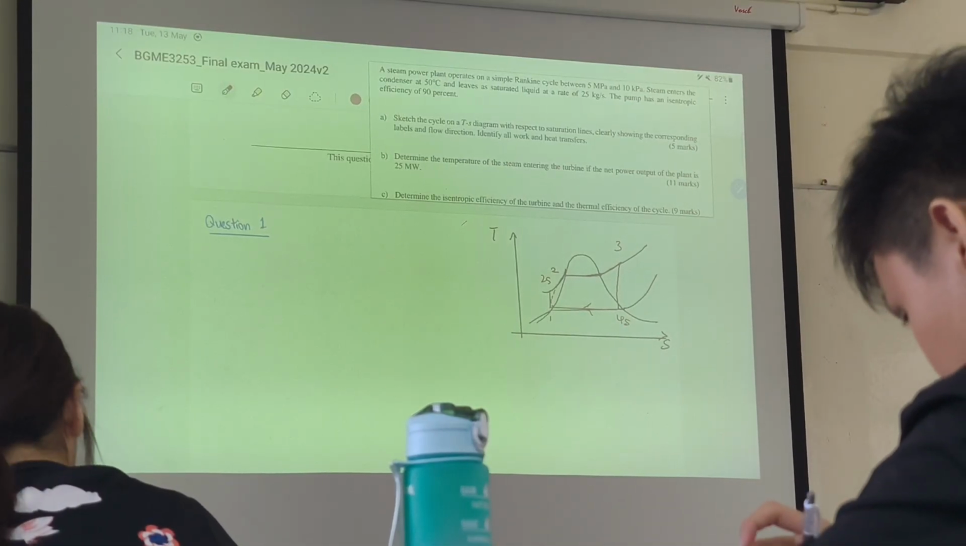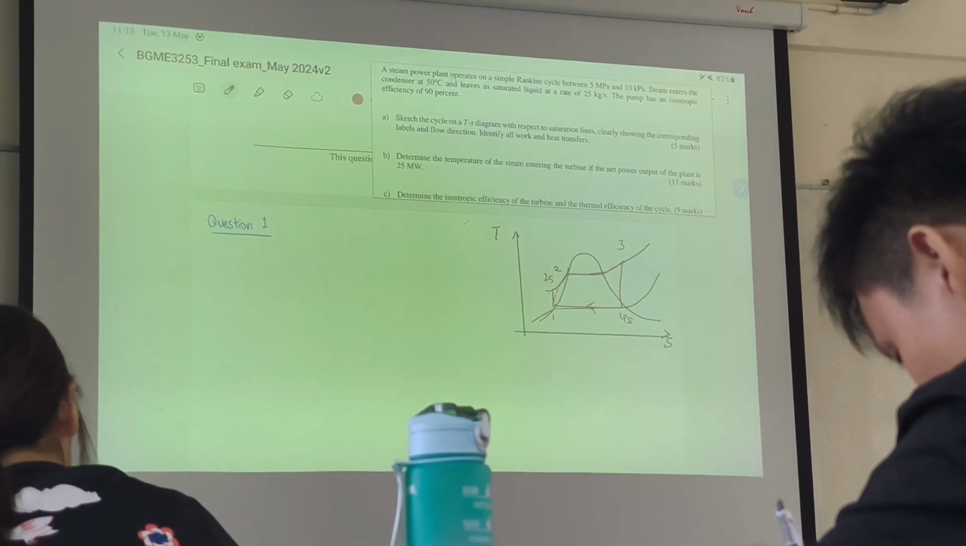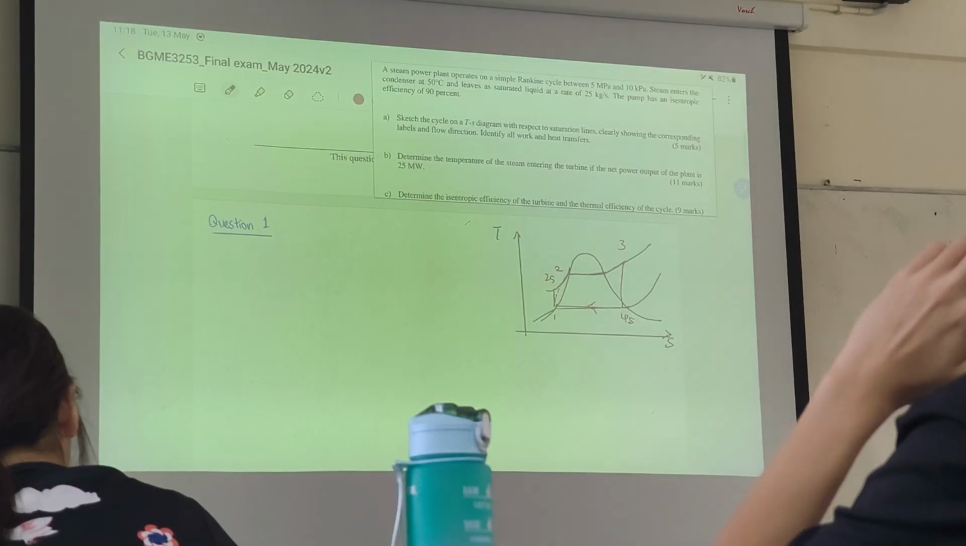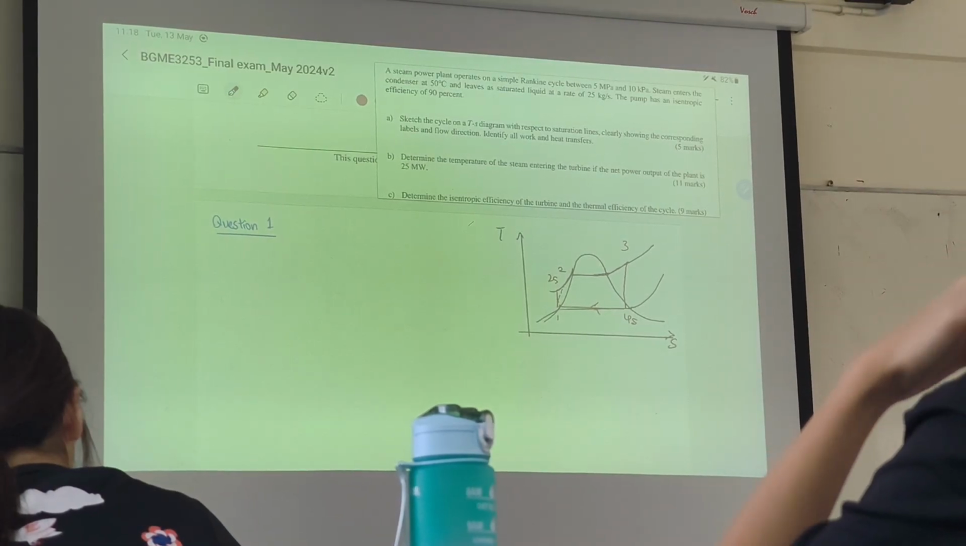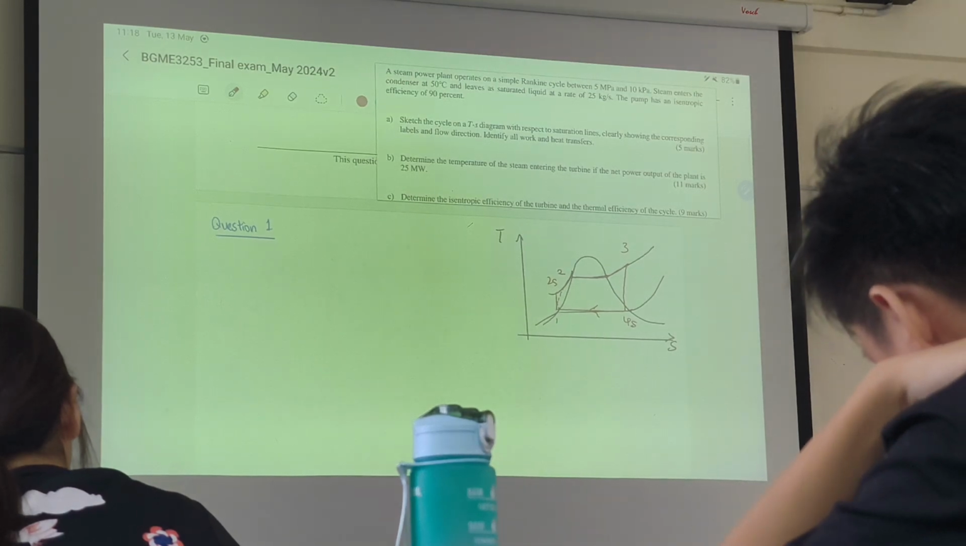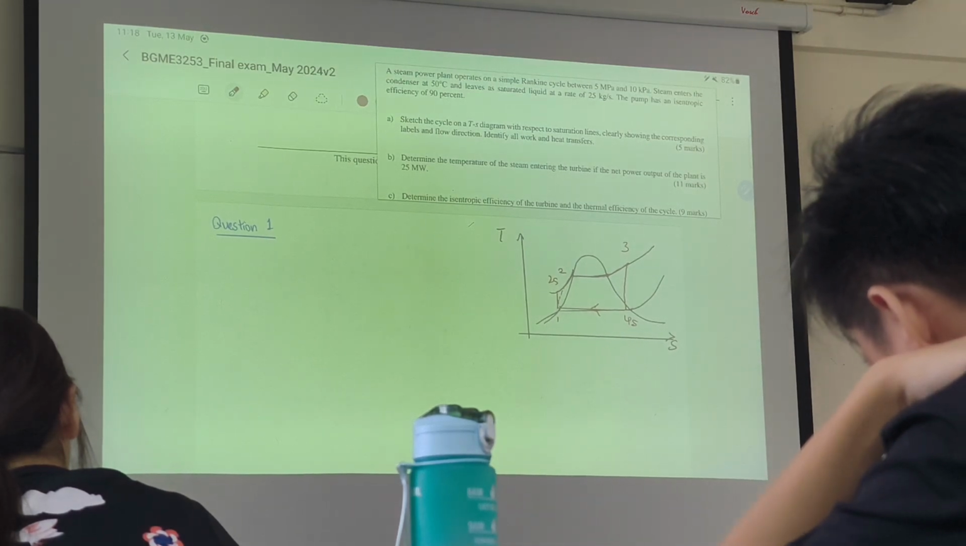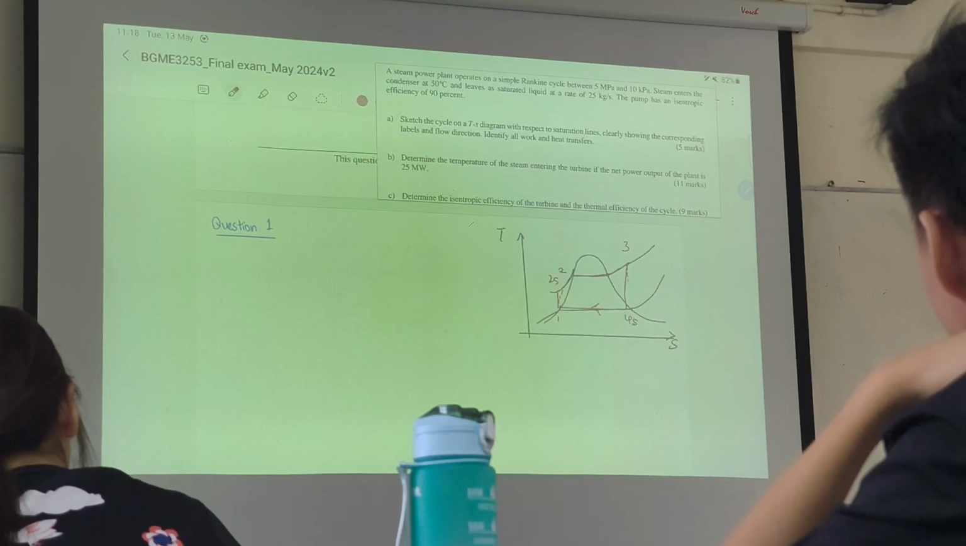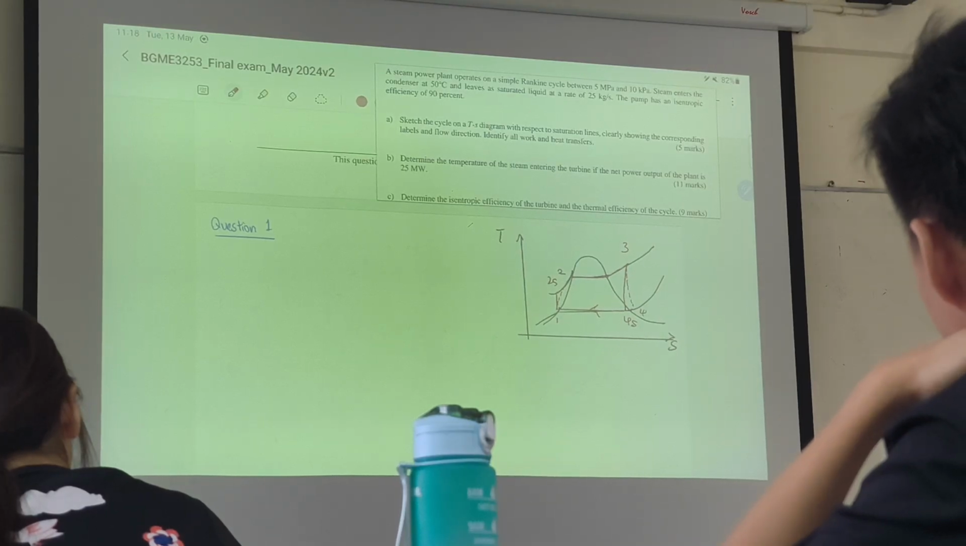So if you only read the first part of the question, you wouldn't know whether the turbine is an isentropic turbine or a real turbine. But if you continue to read B and C, C asks for the isentropic efficiency of the turbine. So meaning the turbine itself is not ideal. So we have this as well.